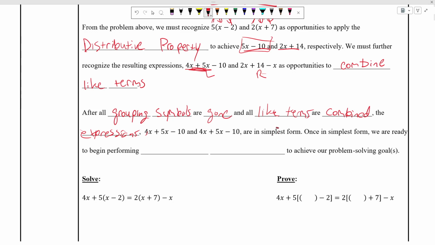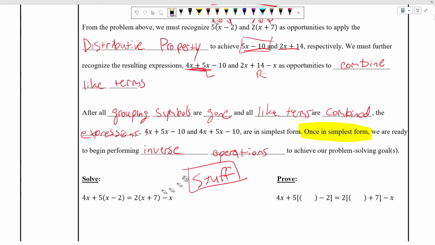Okay. Once they are then in simplest form, that is the point at which, in fact, I'm going to highlight that once those expressions are in simplest form, we are then ready to begin performing inverse operations. Inverse operations, in order to achieve our problem-solving goals, which, again, our goal is always to get variable equals stuff.